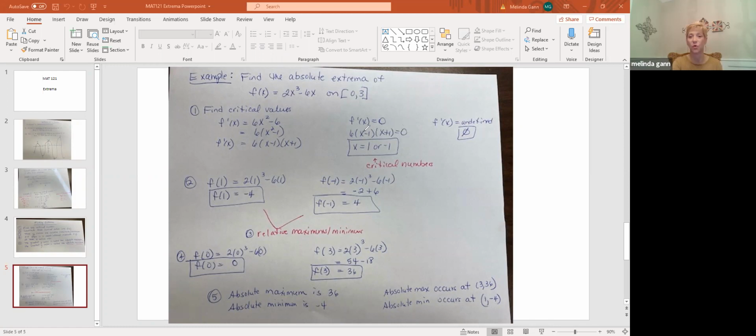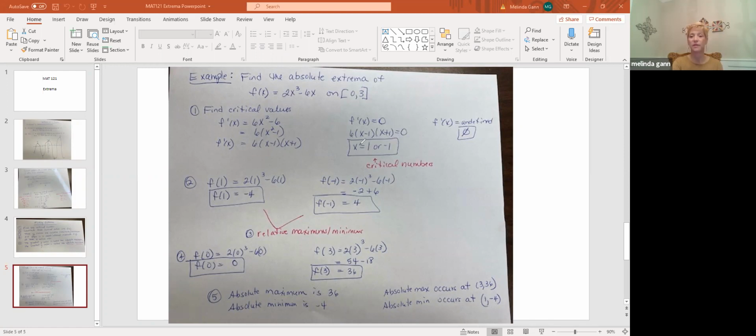So I could set each one of these things equal to 0 and solve it, and I get two critical numbers. All right, is that derivative ever going to be undefined? Is 6 times x minus 1 times x plus 1 ever going to be undefined? No. So I've only got two critical values, 1 and negative 1, and notice they're x numbers.